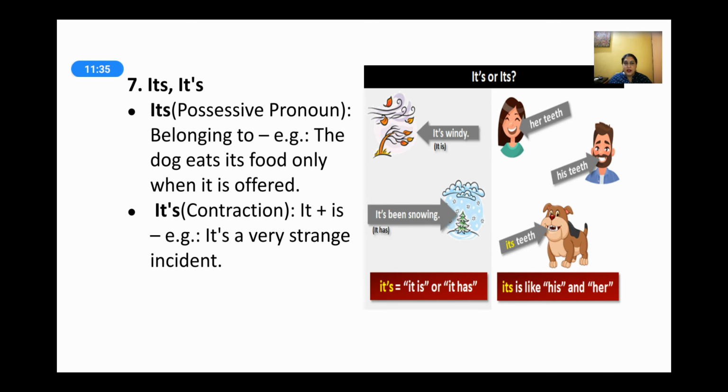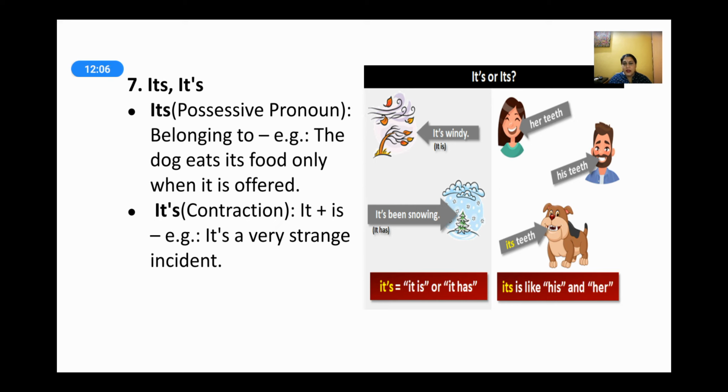This is time and again a difficult pair of words. Its pronunciation is similar, but observe the changes there. ITS and the other one is IT apostrophe S. ITS is a possessive pronoun. It is something belonging to. For example, the dog eats its food only when it is offered. It is like its teeth, her teeth, his teeth, its problem. It is something belonging to.